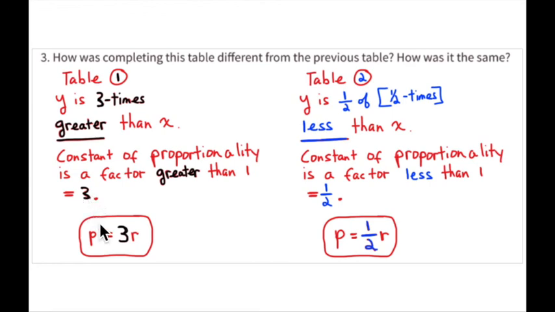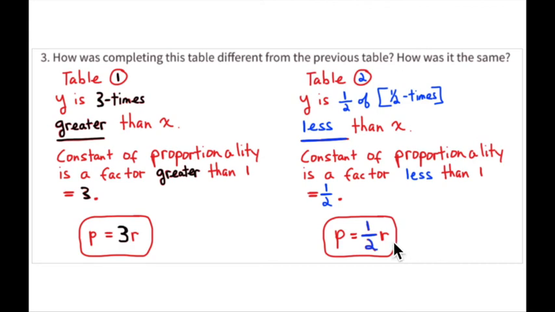It's equal to 3. So the number of people served is going to be greater than, it's going to be 3 times the cups of dry rice. On the other hand, in table 2, the constant of proportionality is a fraction. It's less than 1. So the number of people served is going to be a fraction of the number of spring rolls that you have. So the constant of proportionality is a factor less than 1. It's equal to 1/2. So the number of people served is equal to 1/2 the number of spring rolls.